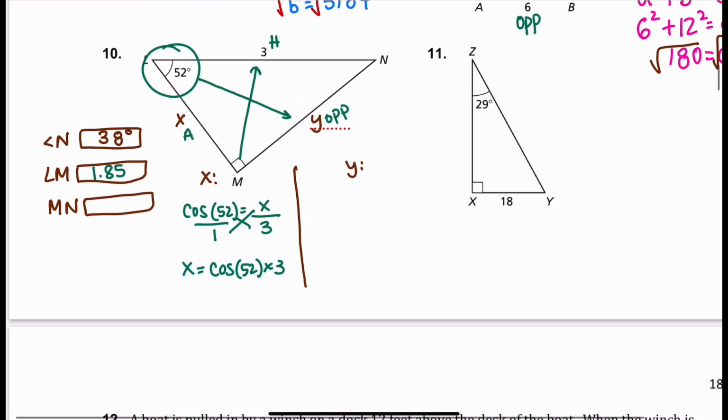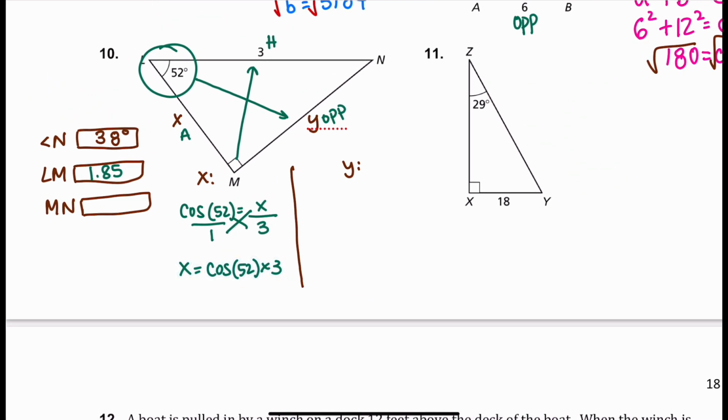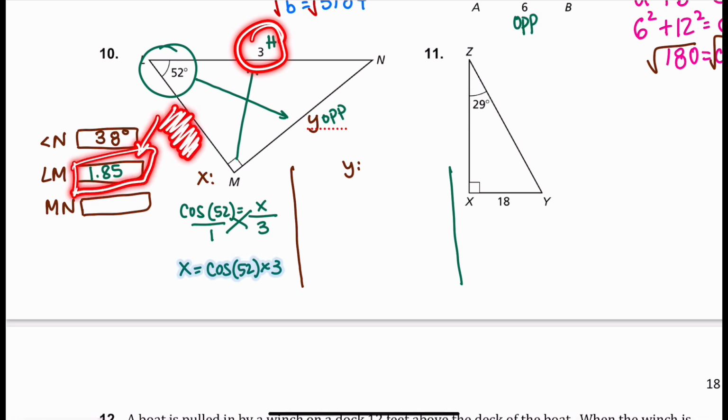Now I want to find the other side. I can use Pythagorean theorem. However, it gets kind of messy when you have decimals. So what I like to do, if I'm finding the other side, is just use trig again. Okay, so this time I'm going to get the y value. I'm going to use my 3 because it's an actual number. I'm not going to use this x. It's a big long decimal. This is an approximation, so I don't want to use 1.85.